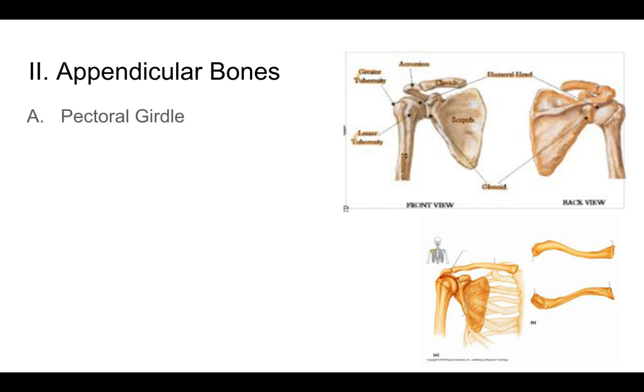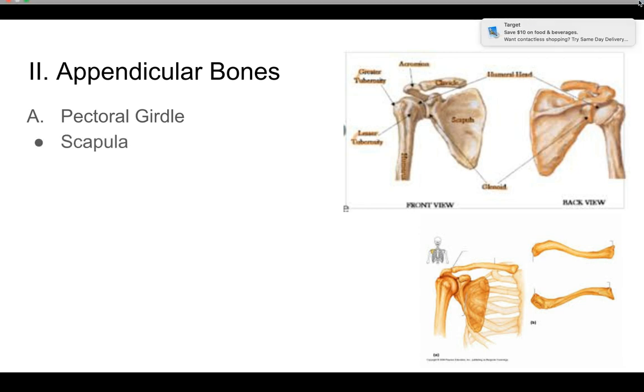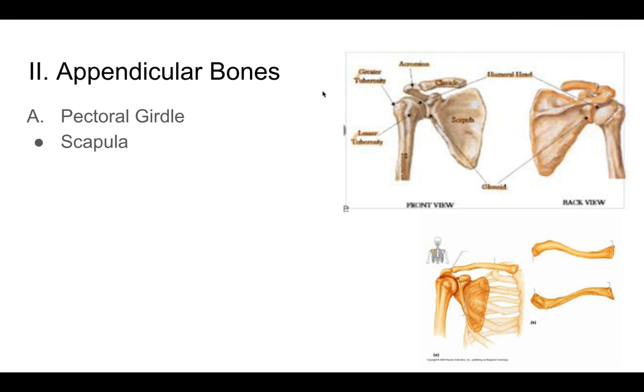So let's start with our most superior girdle, the pectoral girdle. The pectoral girdle is basically your shoulder. So there are a couple of bones that work to create your shoulder. One is your scapula. Now your scapula is something that you might call your shoulder blade.